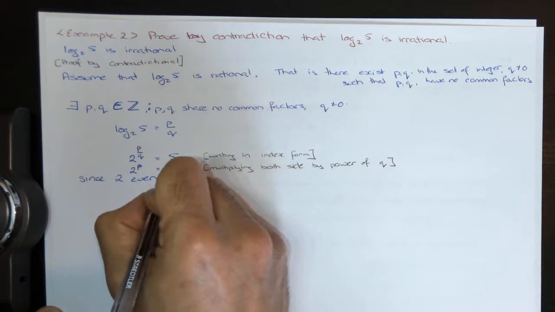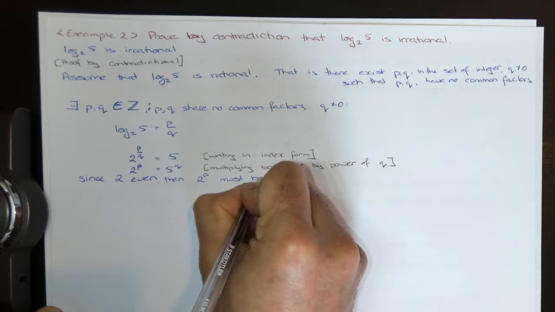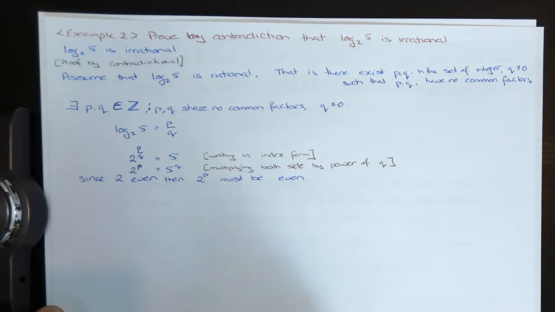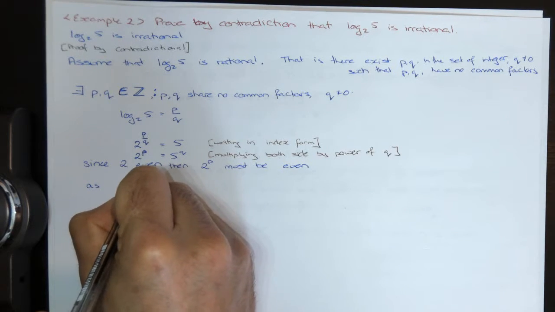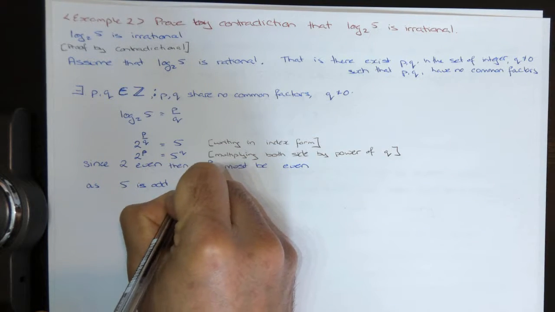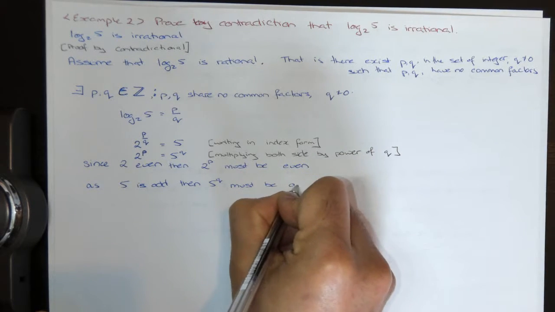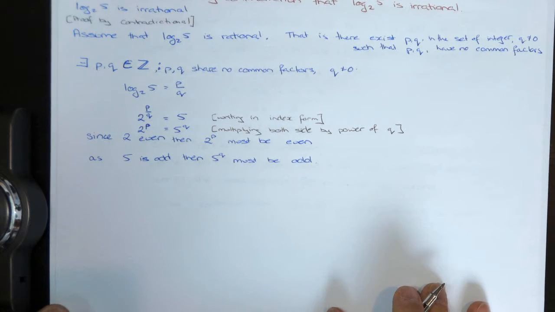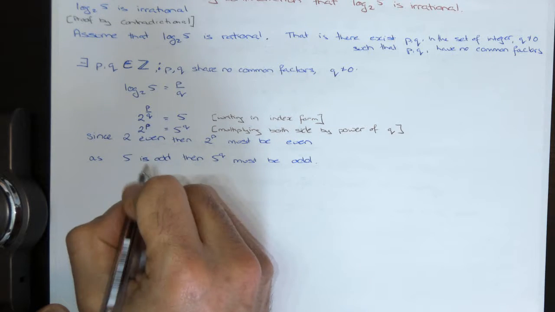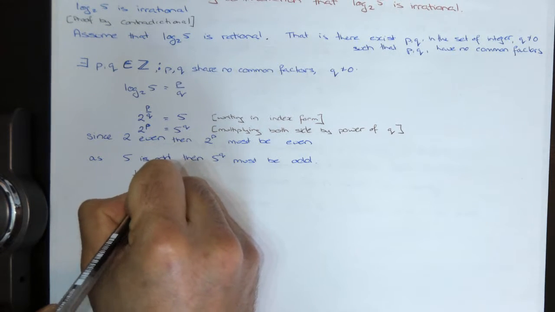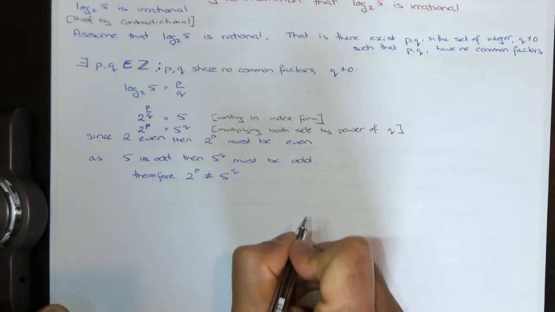So since 2 is even, then 2 to the power of P must also be even. As 5 is odd, then 5 to the power of Q must also be odd. We can't have a number that's even also be a number that's odd. So therefore, 2 to the power of P doesn't equal 5 to the power of Q.